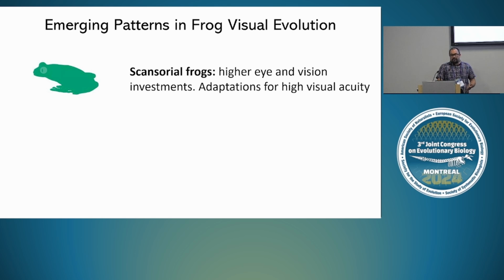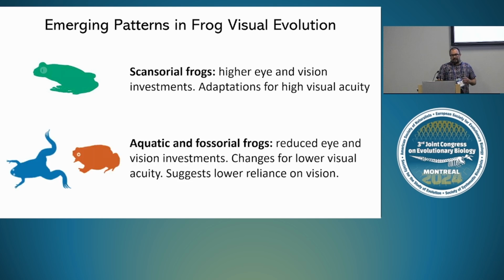And so for scansorial frogs, we have evidence that they have higher eye and vision investment, as well as potential adaptations for higher visual acuity. Whereas we see the opposite in the aquatic and fossorial species, where we have evidence for reduced eye and vision investment, changes that would likely result in lower visual acuity, and overall suggesting a lower reliance on vision in these species.